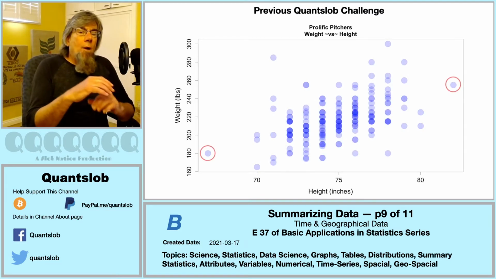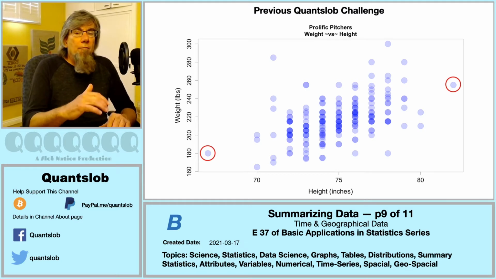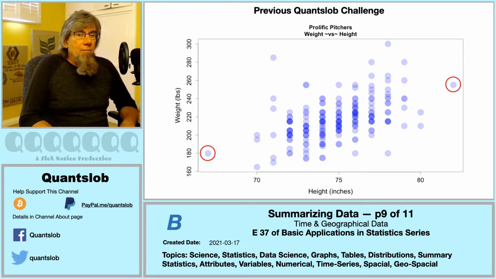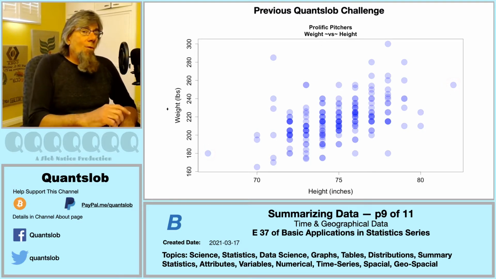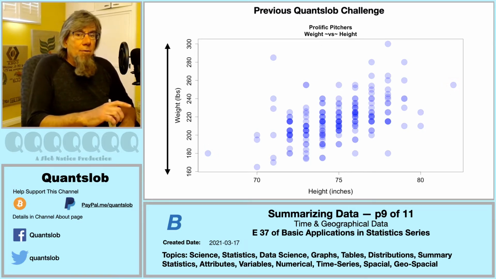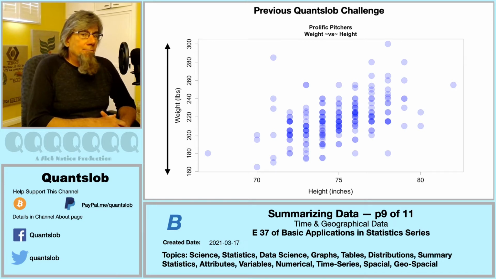Now, last time around, we noticed two unusual values of prolific pitcher's height, and a box plot revealed that these are, in fact, potential outliers. Now, question, looking at this scatter plot here, do we suppose there are any potential outliers of our weight attribute? And this is a toughie, to be sure.